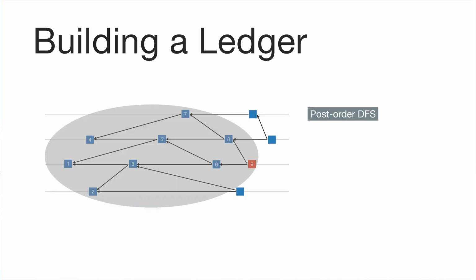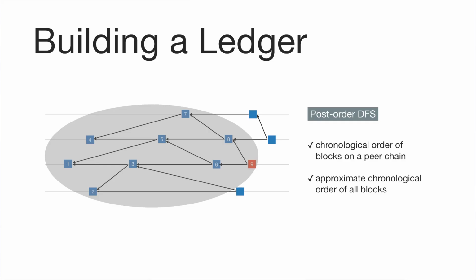To present our reward scheme, I need to first introduce how we are going to build a local ledger. Take a look at this. This is an illustration of 5 miners with their blocks. What I highlighted in gray is a level set that's confirmed by the red block, the milestone. First of all, we need to sort this because the DAG is not a fully ordered set. So how are we going to sort it? We're going to use a very standard post-order depth-first search. The advantage of this sorting algorithm is that it strictly keeps the chronological order of blocks on a peer chain, and second, it approximately keeps the chronological order of all blocks. Not exactly, but approximately.